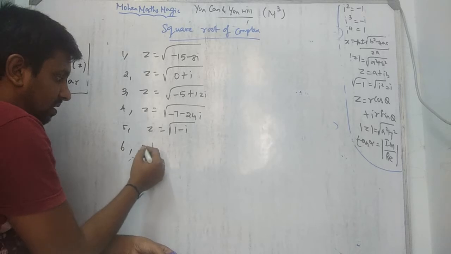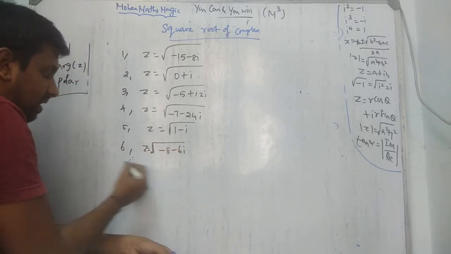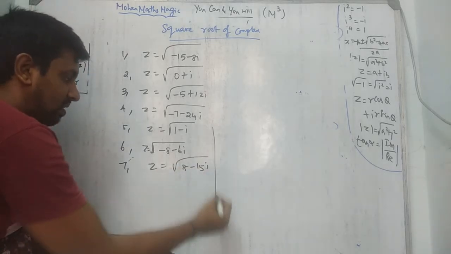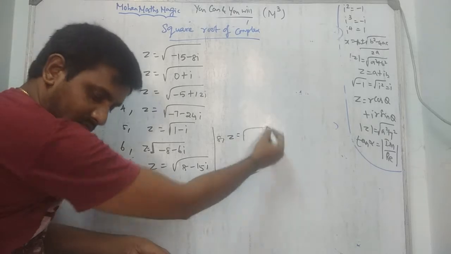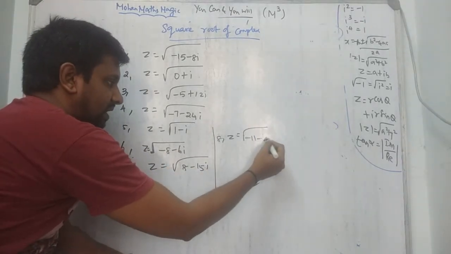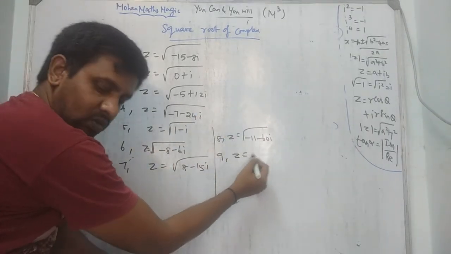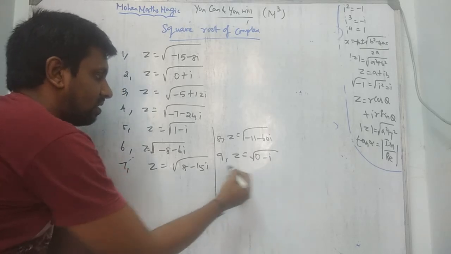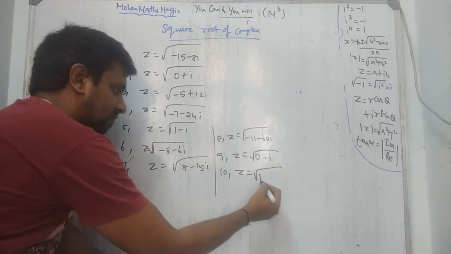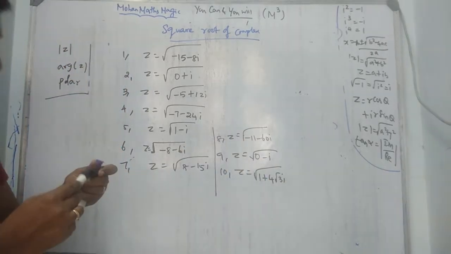Sixth sum, z equal to square root of minus 8 minus 6i. Seventh sum, z equal to square root of 8 minus 15i. Eighth sum, z equal to square root of minus 11 minus 60i. And z equal to square root of 0 minus i. And the last sum, z equal to square root of 1 plus 4 root 3i. So these are the sums you can do on your own.